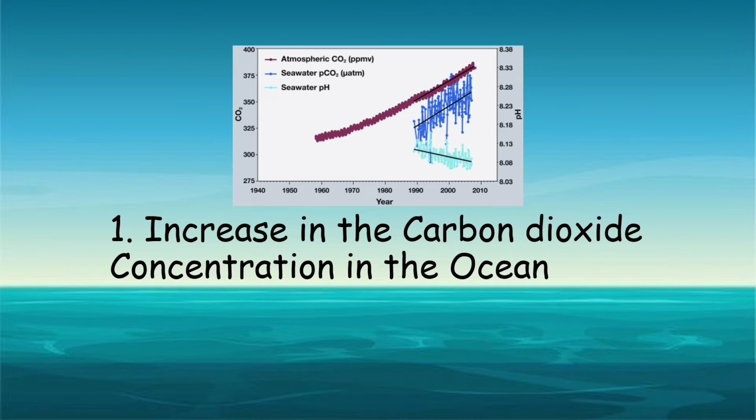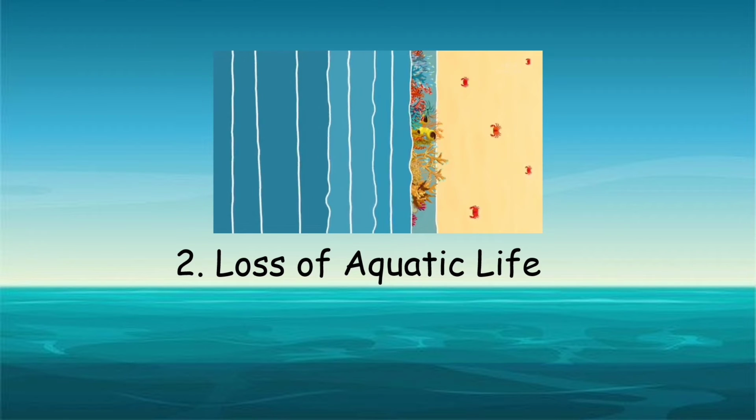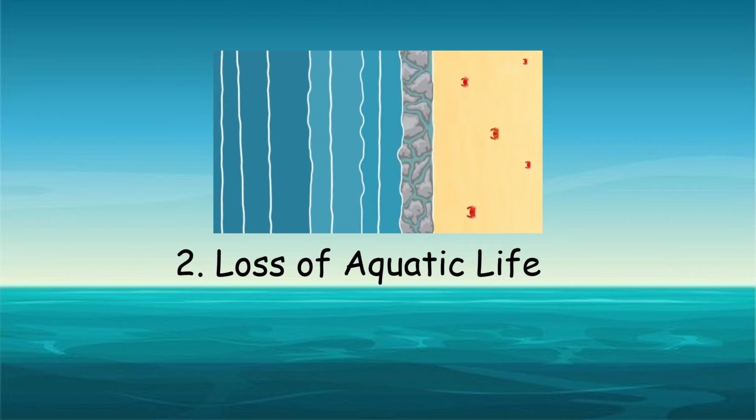Number 1. Increase in the carbon dioxide concentration in the ocean. Dito, yung ocean acidification, hindi lang yung pH level yung naapektuhan niya. It also changes the gaseous concentration in the ocean. It increases the concentration of the carbon dioxide. Pwede itong mag-lead sa suffocation and even death ng mga marine creatures.